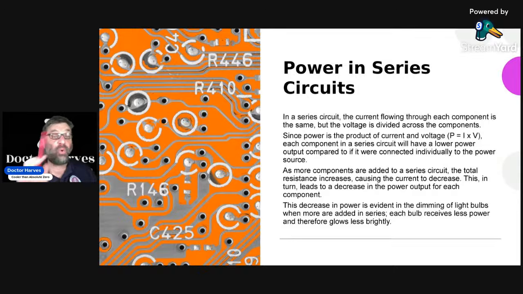Yeah, so I've already mentioned this. Okay, so power in a series circuit. In a series circuit, current flows through each component. So if we plug in the equation power equals current times voltage, we'll see it ends up having a lower power output compared to if it was connected in parallel.